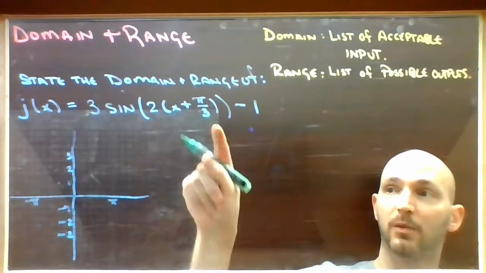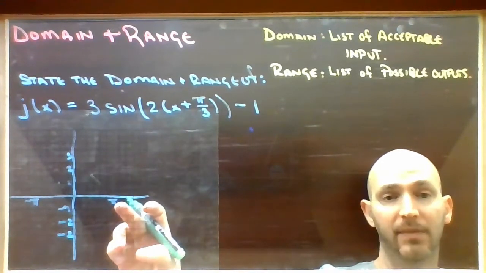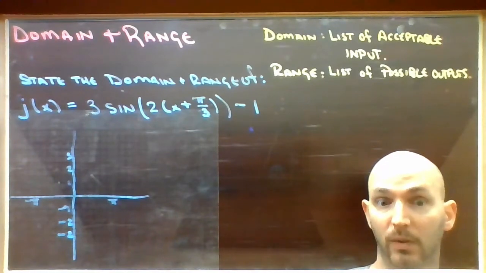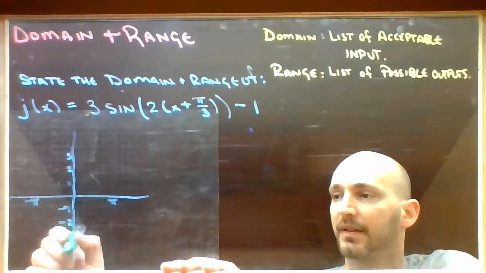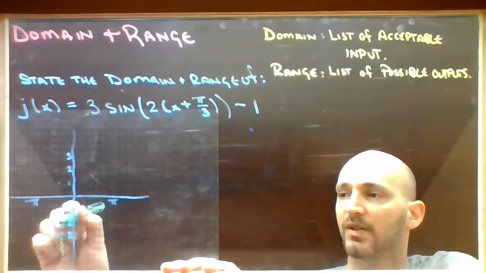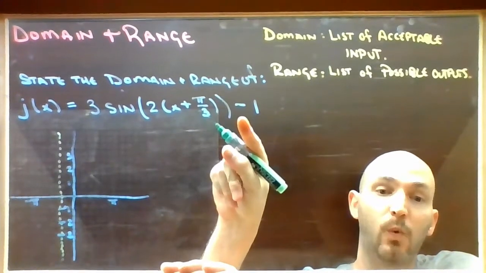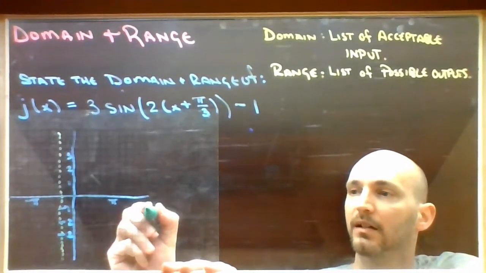So this particular one has been shifted left, pi over 3. I have left 6 squares for pi, so a third of that would only be 2. So I'm going to pop this in, translated 2 squares to the left. And it's been moved down 1 unit, not 1 square, 1 unit. That's here.